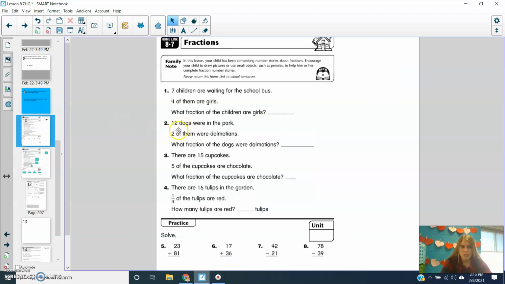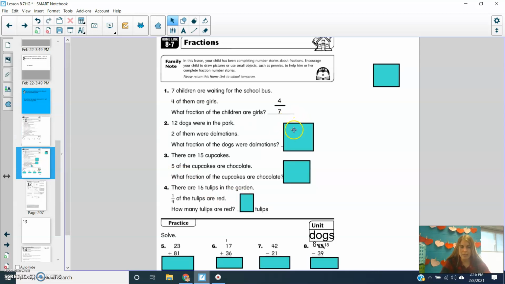Question 2, there's 12 dogs that were in a park. 2 of them were Dalmatians. What fraction of the dogs were Dalmatians? Number 3, there are 15 cupcakes. 5 of the cupcakes are chocolate. What fraction of the cupcakes are chocolate? And then for number 4, there are 16 tulips in the garden. 1/4 of the tulips are red. How many tulips are red? Could you press pause and try solving problems 2, 3, and 4, and then press play when you're ready to check?